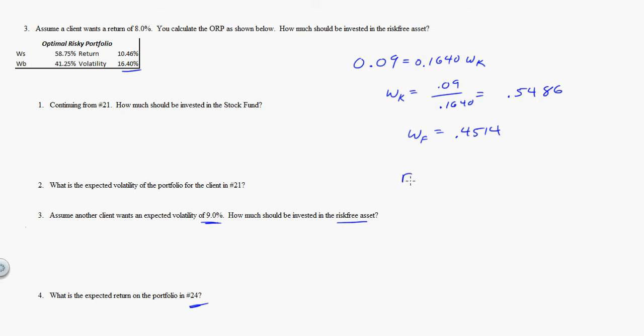What's the expected return? Well, the expected return on this portfolio, the client's portfolio, is 0.4514 times 1% plus 0.5486 times the 10.46%, which equals 6.19%.